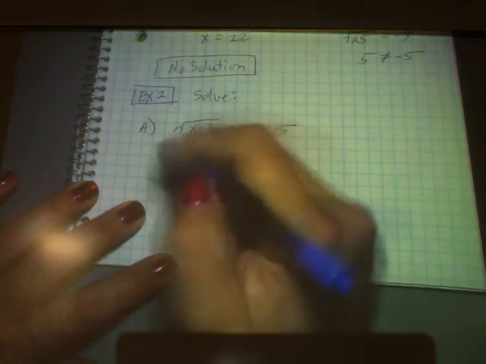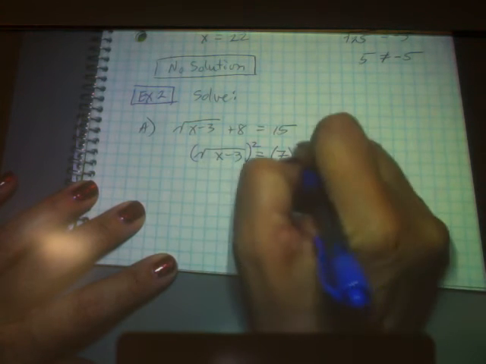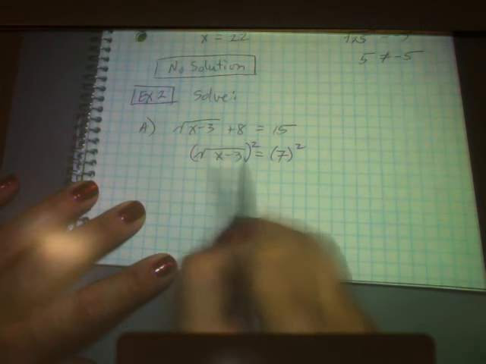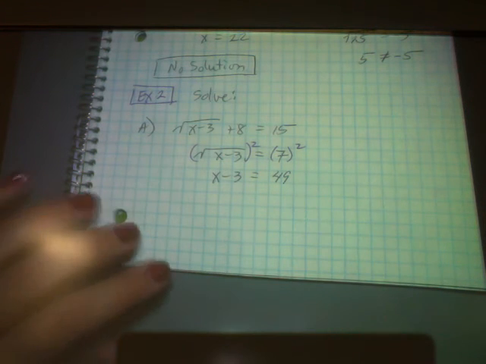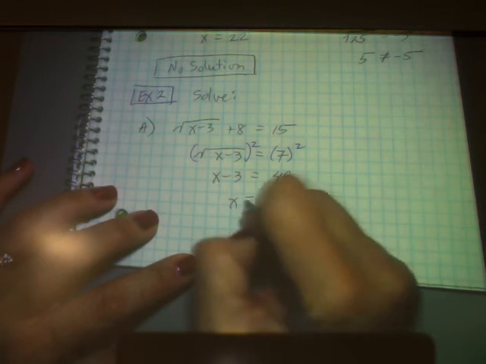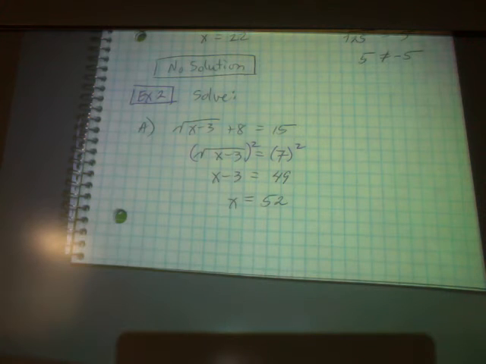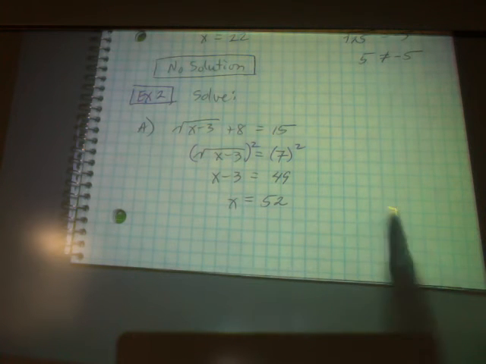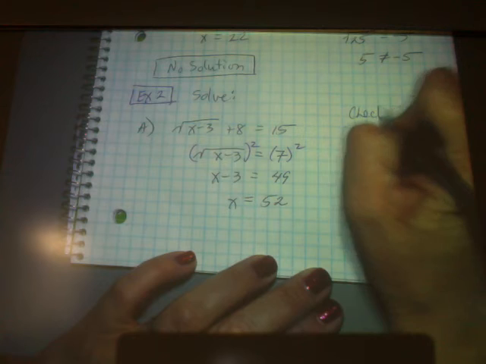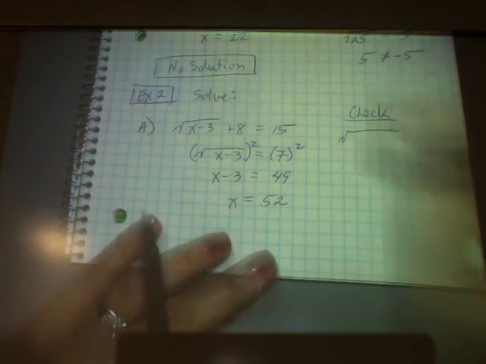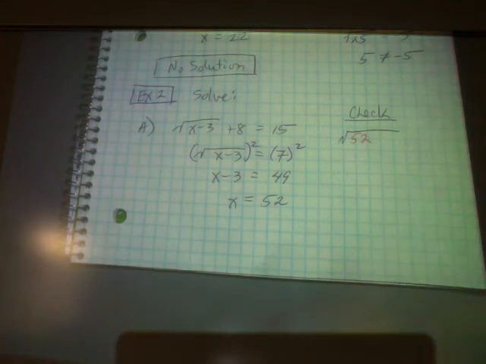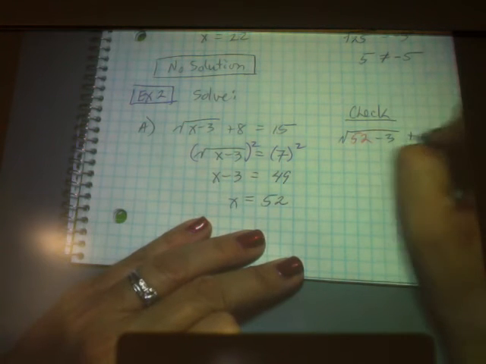When I square both sides, I get exactly what's underneath that radical, which is x minus 3 equals 49. Now add 3, x is equal to 52. But again, I want to check it. Just because I've got a positive answer over here doesn't mean that whatever I get here is going to work. So when I check, I'm going to put in 52 minus 3 plus 8 equals 15.